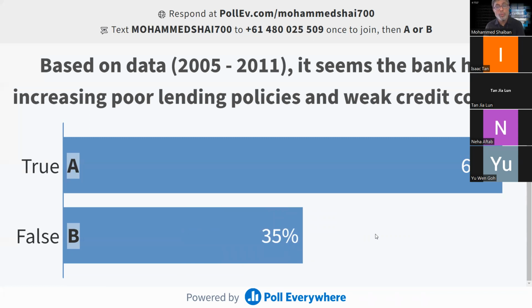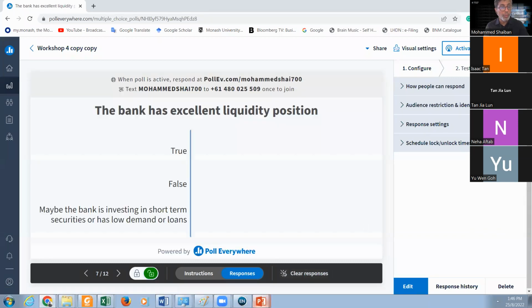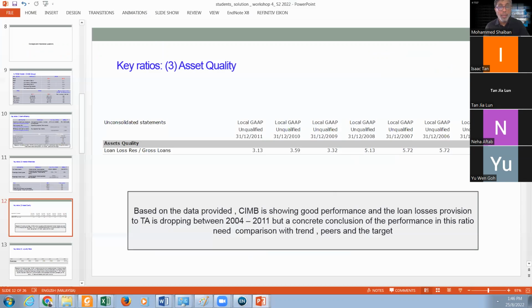Actually, we are doing well. And we are doing well, why? We are doing well because if you can see here, it's dropping, which means how much loan reserves? Loan loss reserves are those loans which we expect not to collect. And this is why we make a reserve for it.